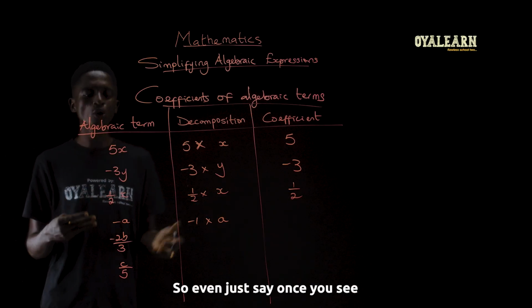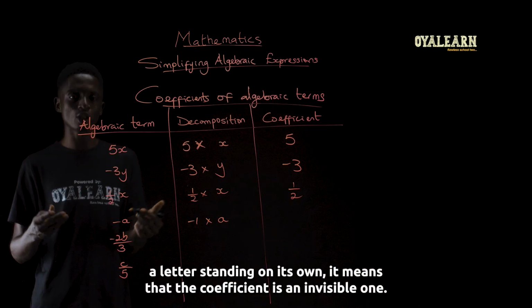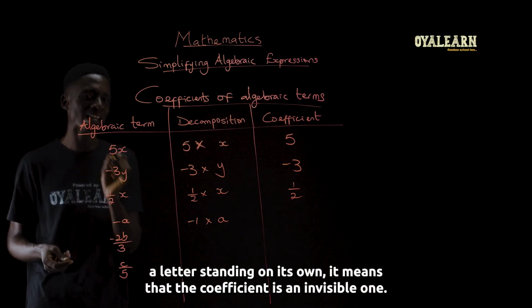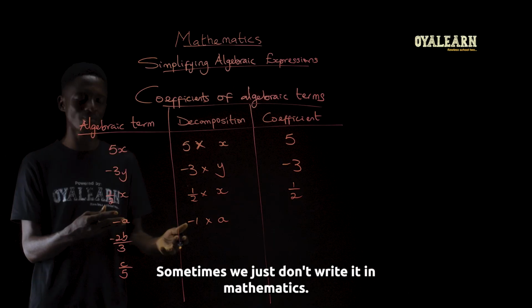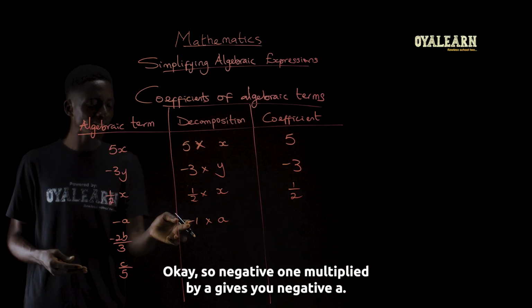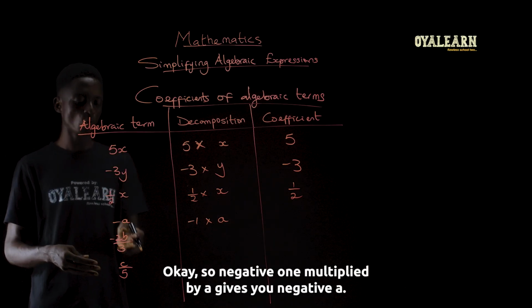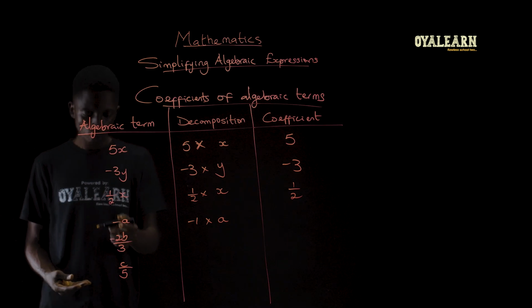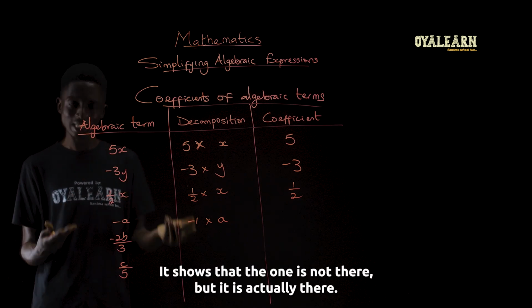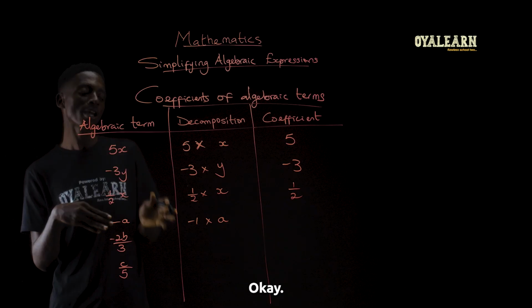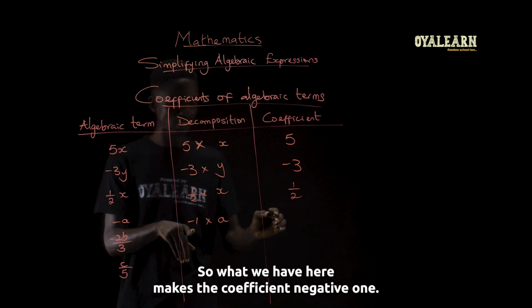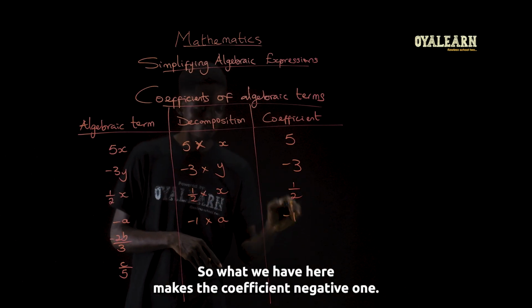Okay? Now, some people just say once you see a letter standing on its own, it means the coefficient is an invisible one. It's not invisible. Sometimes we just don't write it in mathematics. Okay? So negative 1 multiplied by a gives you negative a. It shows that the 1 is not there, but it is actually there because 1 times anything remains that particular thing. Okay? So what we have here makes the coefficient negative 1.